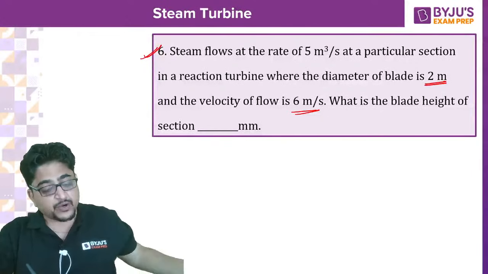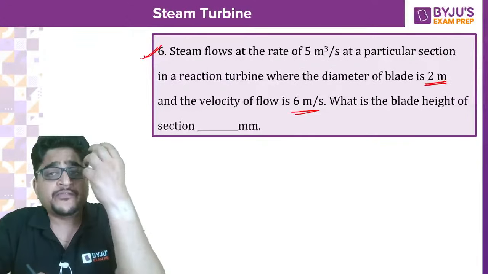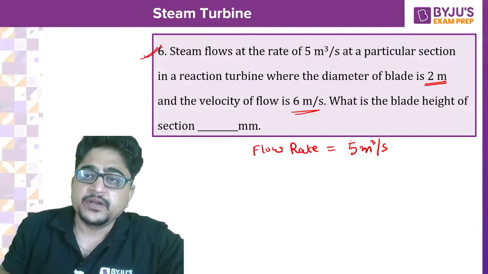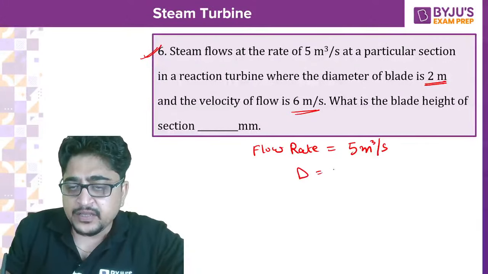This is a simple question. If you have not studied steam turbine, but you have studied basic fluid mechanics, then also you can solve this question. See what all is given in the question. Flow rate is given as 5 meter cube per second. Diameter of the blade is given as 2 meter. Velocity of flow is given as 6 meter per second.